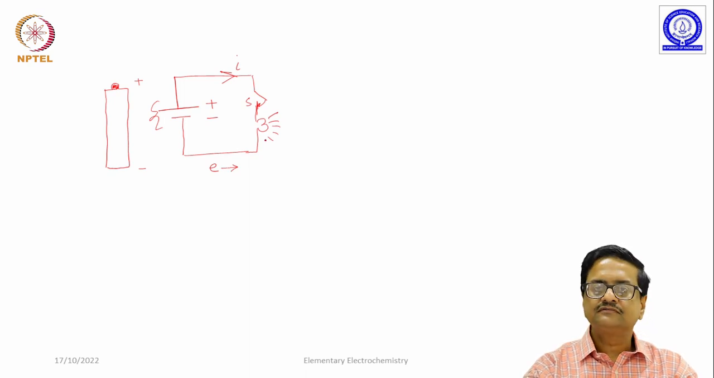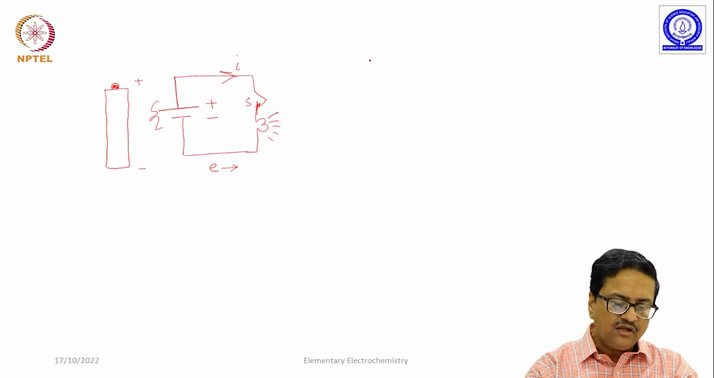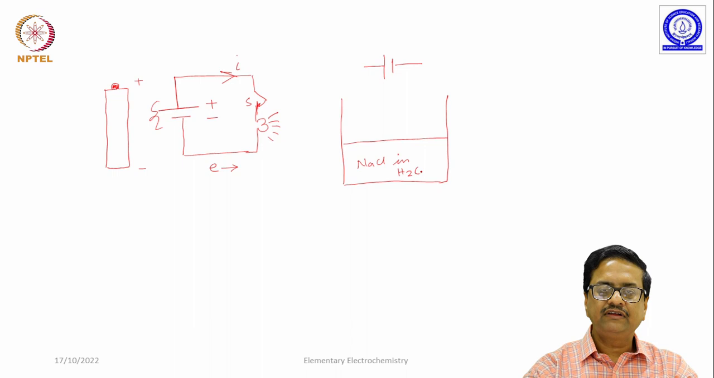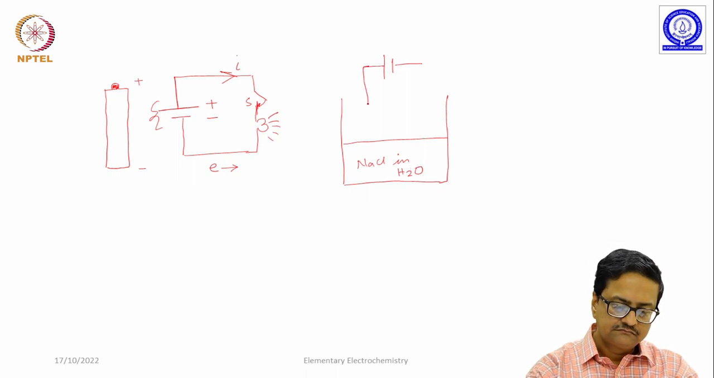And the bulb glows. Similarly, if you have a battery and you take a solution of common salt in water, what will happen? You connect these two electrodes there. I have already used the term electrode. The tip which you are dipping to make the electrical connectivity with water is the electrode. So this is your positive and this is your negative end.